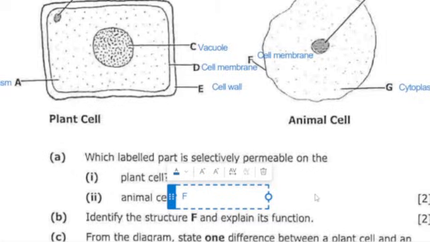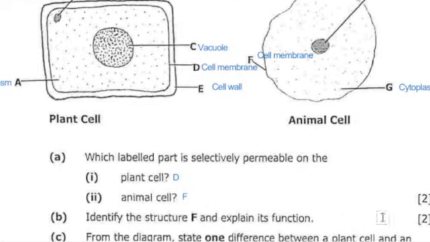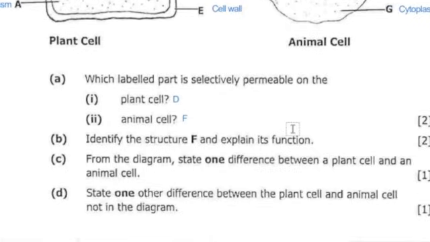Okay, so those are the two parts that denote a selective permeable part of these two cells, which is the cell membrane. Okay, we go to question B. Identify the structure F and explain its function.